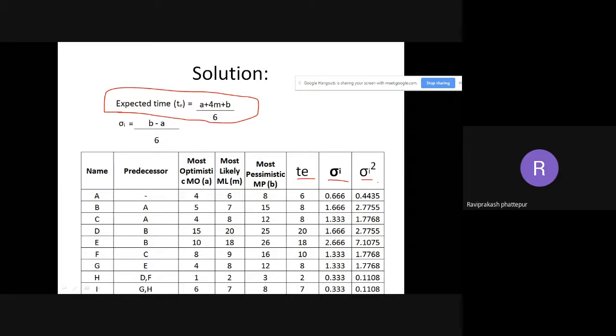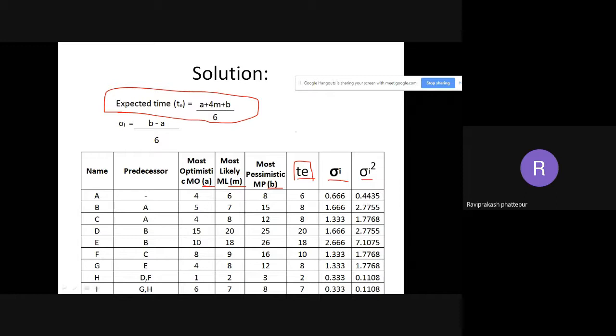Otherwise you'll get confused. So the expected time te is equal to a plus 4m plus b divided by 6. So this is that particular te. A again you can see here, that's why I have written this as a. A is most optimistic, m is most likely, and b is most pessimistic. So most likely is the one which we are giving more weightage, so 4m, and the other two are just one number each, that is a plus 4m plus b.